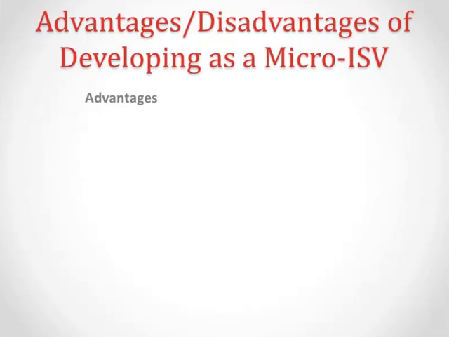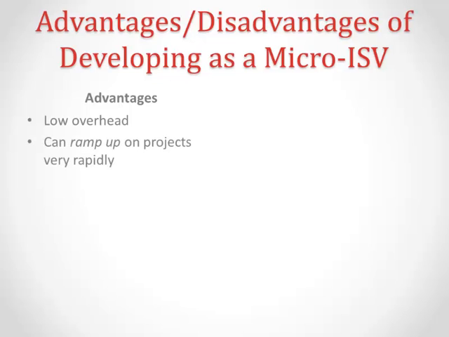Okay, there's plenty of advantages and disadvantages to developing as a micro ISV, and you'll find in the world of technology, everything is a trade-off. The advantages are low overhead. Your payroll responsibilities are going to be relatively low if you have 10 or fewer employees. You can ramp up on projects very quickly, and what ramp up means is basically get started very fast on a project. That means that you can distribute and communicate the requirements of a project very quickly to all your developers. And it's basically because there's very little bureaucracy.